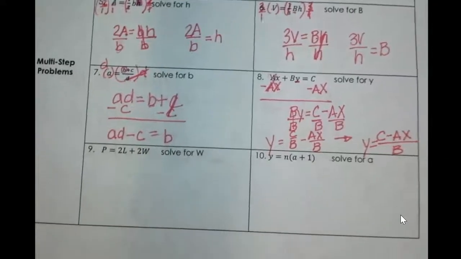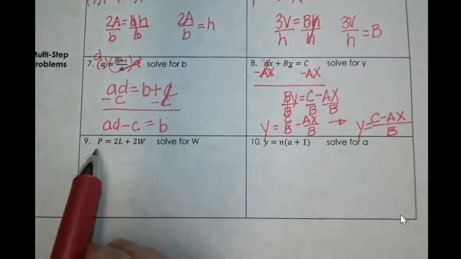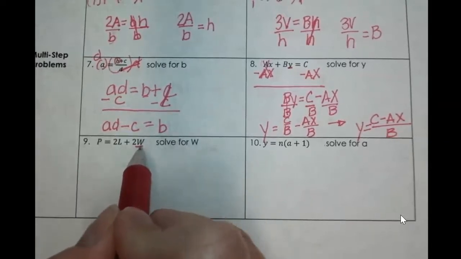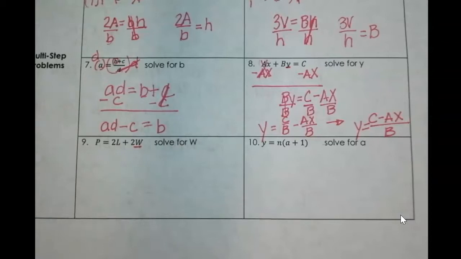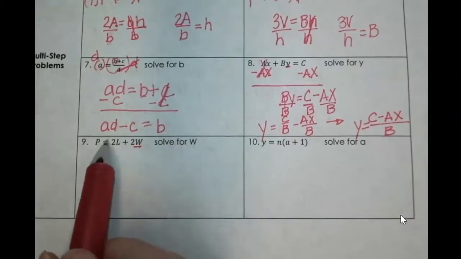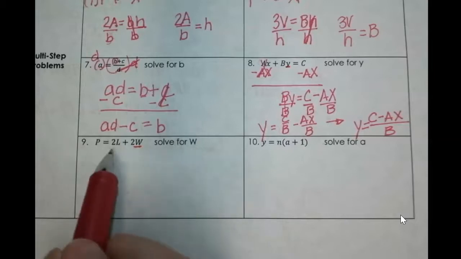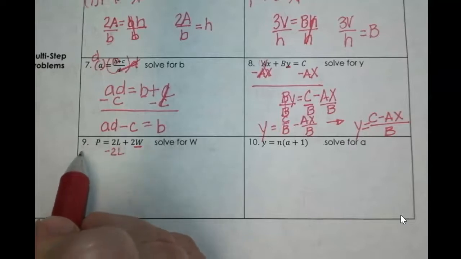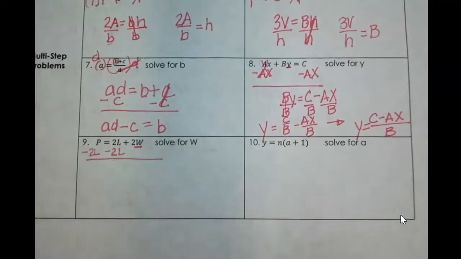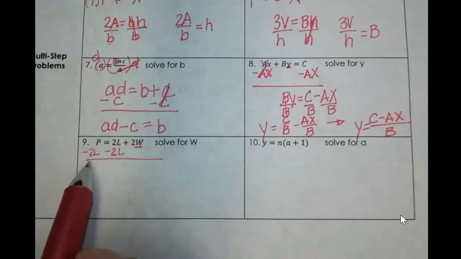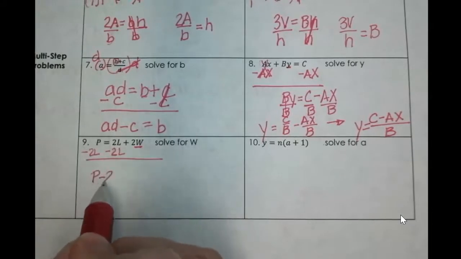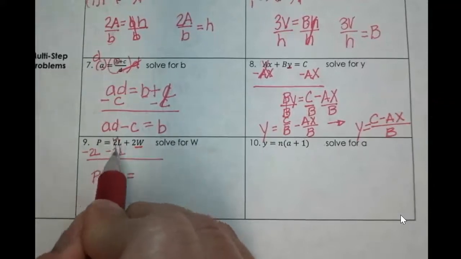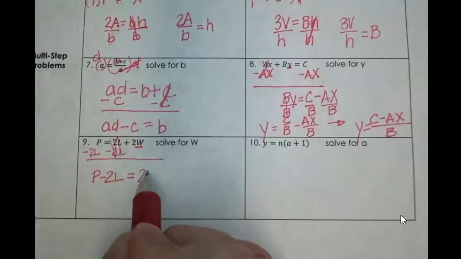All right, 2 more. So here we have a perimeter. Perimeter equals 2 lengths plus 2 widths. We're going to solve for W. So we're trying to get this guy alone. There's 2 terms on this side, which means I need to get rid of the term that doesn't contain the variable that I want. So I got to get rid of the 2L. It's a positive 2L, so minus 2L, minus 2L. So I have P minus 2L.